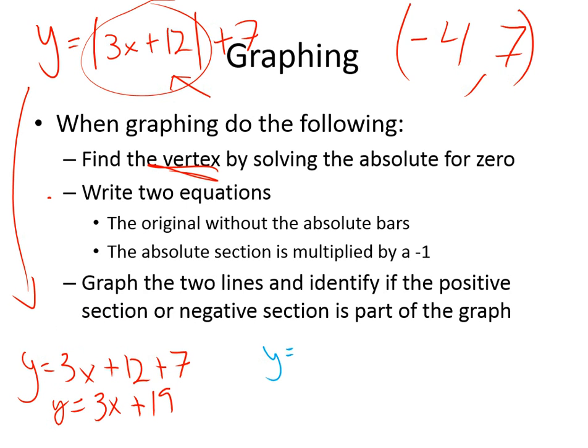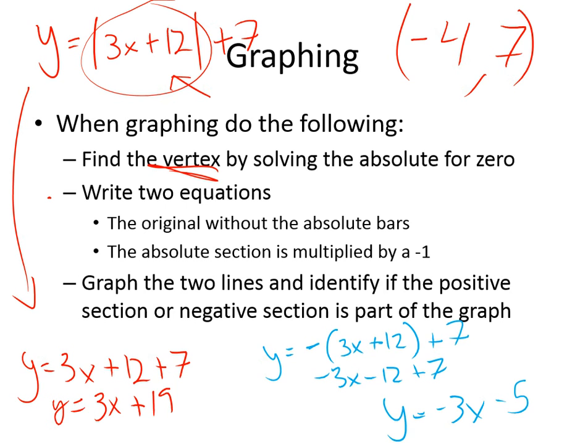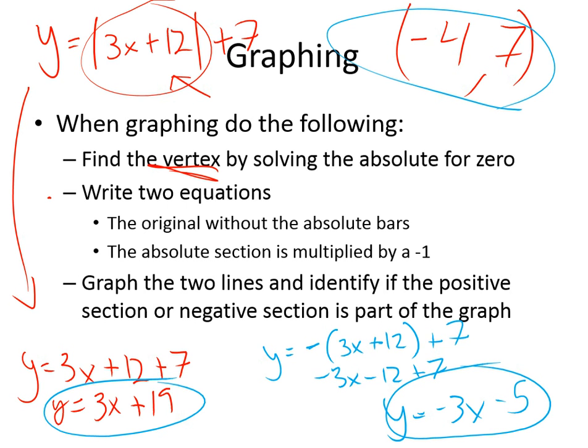the absolute part and you're going to multiply it by a negative, so a negative 1, and then solve it all the way through. That gets you negative 3x minus 12 plus 7, which gets you y equals negative 3x minus 5. And so then you'll graph both of these equations. Graph both of them, and you'll see it should intersect at negative 4, 7.